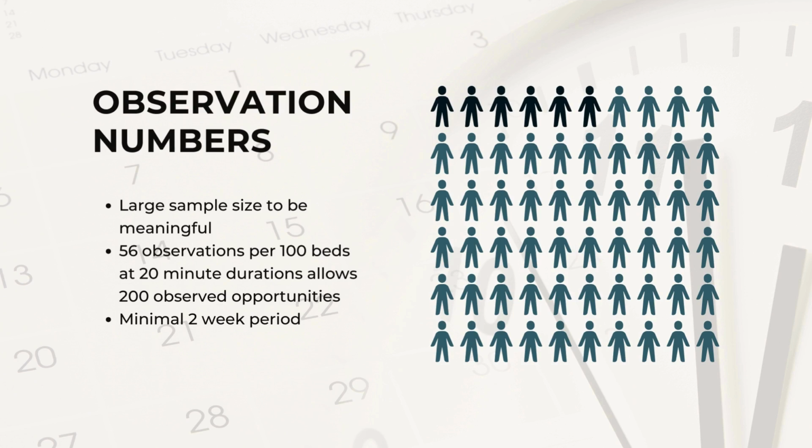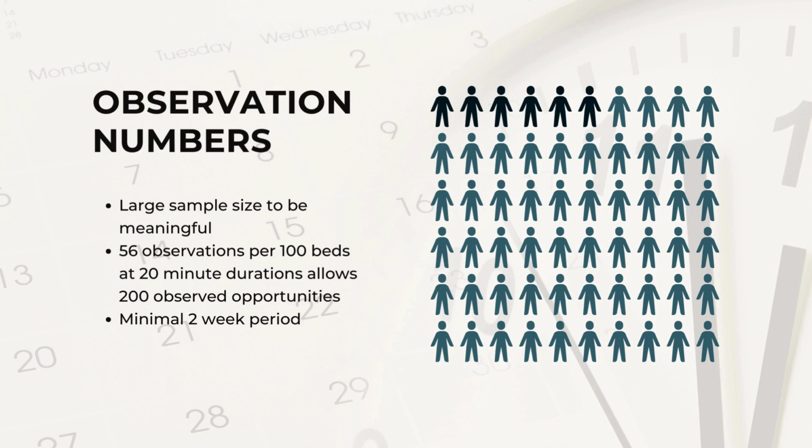Now let's look at observation numbers. When determining how many observations to make to produce meaningful results, it is important to keep a few considerations. It is important to have a large enough sample size to be meaningful. Not collecting enough data means the rates are not reliable, as any changes could be due to chance alone rather than the effect of the intervention.